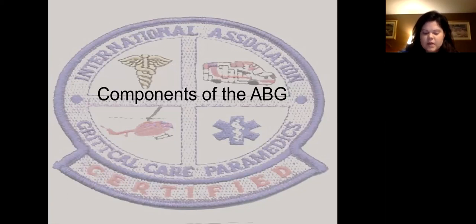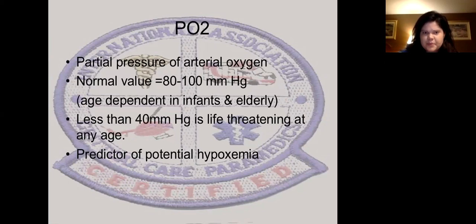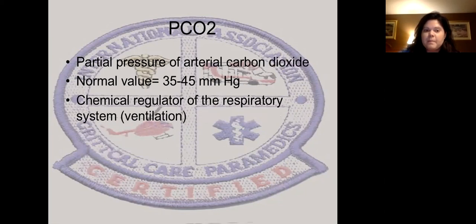So now let's go on to the components of our ABGs. Your PO2, which is your partial pressure of arterial oxygen. A normal value is 80 to 100. And then age is going to depend. It makes a difference for infants and elderly. Infants are about 40 to 70. The elderly, it's a little bit different. It's 80 minus 1 millimeter for every year over the age of 60. Less than 40 is life-threatening at any age, and it's a predictor of potential hypoxemia.